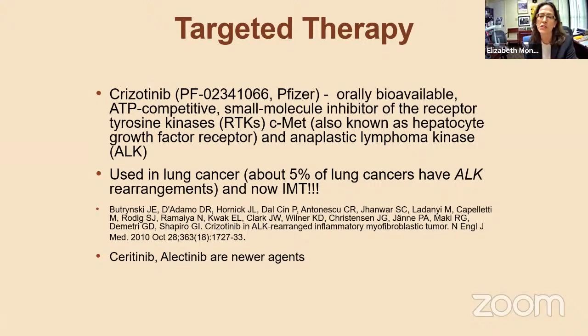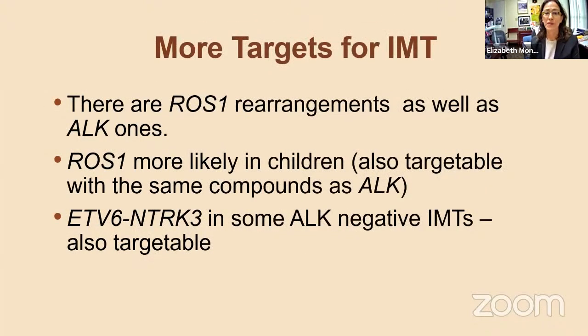And now there are newer agents. It wasn't until 2010 that it was shown that you could use these things against IMTs that were aggressive. And of course, there are newer agents that do the same job for patients who become refractory to crizotinib. That would be ceritinib and alectinib. Of course, with IMT, the good news, if you're unlucky enough to have an aggressive one, if your tumor doesn't have an ALK rearrangement, it might have a ROS1 rearrangement, especially if you're a child. And nowadays, some of the IMTs have been shown to have NTRK rearrangements, and all of these molecules are targetable.